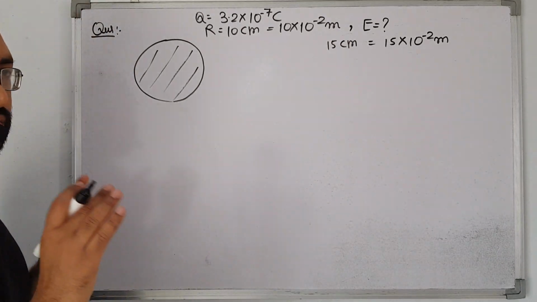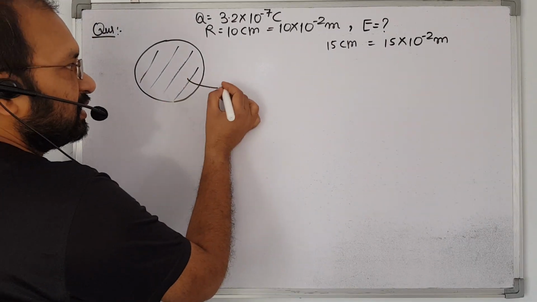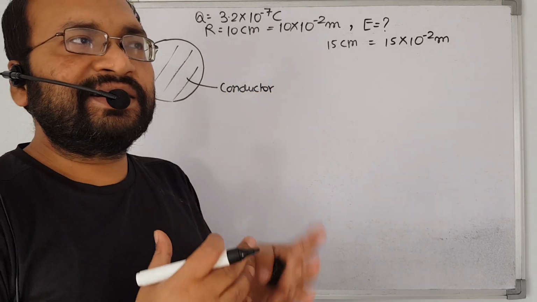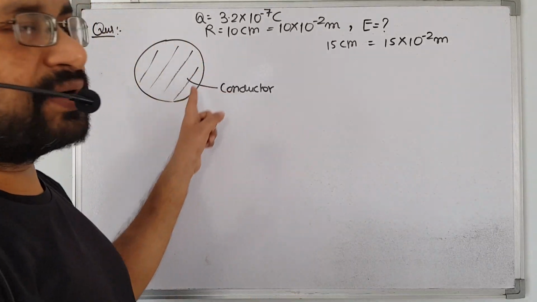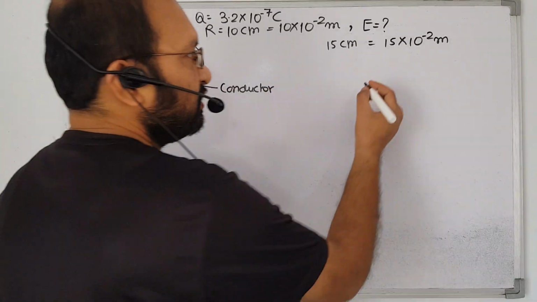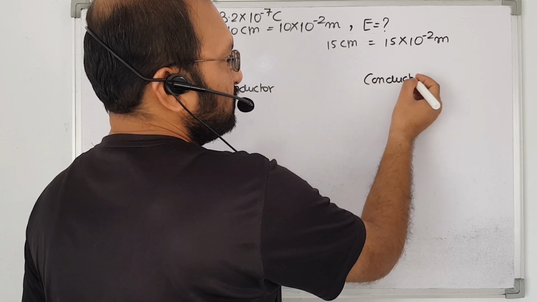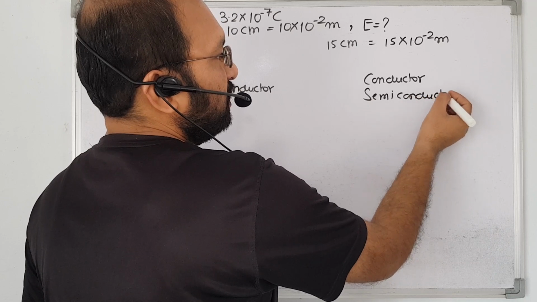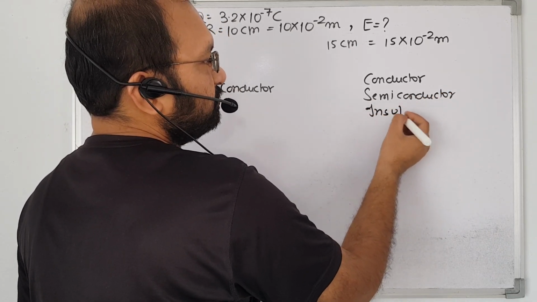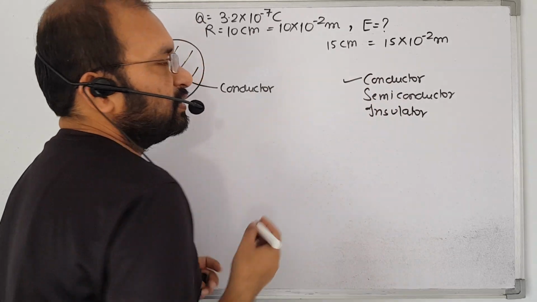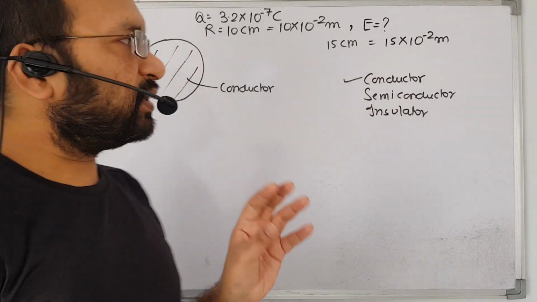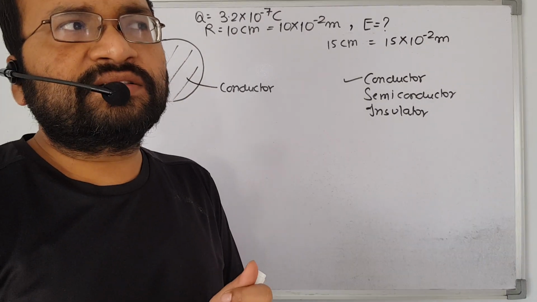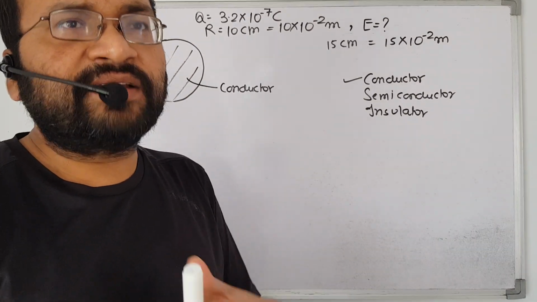Now first of all, this is a conductor. A conductor is a material which can conduct charges. There are three types of materials: first one is conductor, second one is semiconductor, you all know, and third one is insulator. In a conductor, charges can conduct. When we put some charge in the conductor, charges can move.